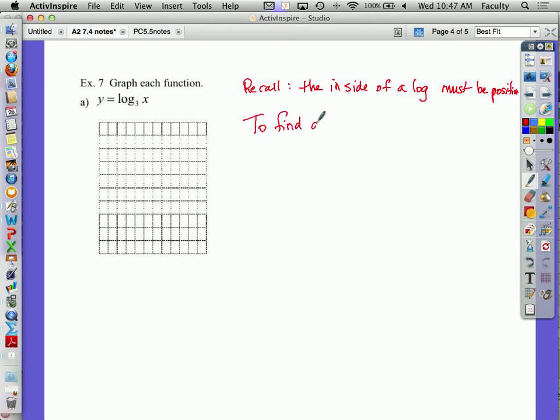To find a vertical asymptote, okay, logarithms are the inverse of exponential functions. And what we just quizzed on were the exponential functions that had horizontal asymptotes. So now their inverse has vertical asymptotes. To find a vertical asymptote, you set the inside of the log equal to 0. So in this case, I set x equals 0. There's my vertical asymptote.